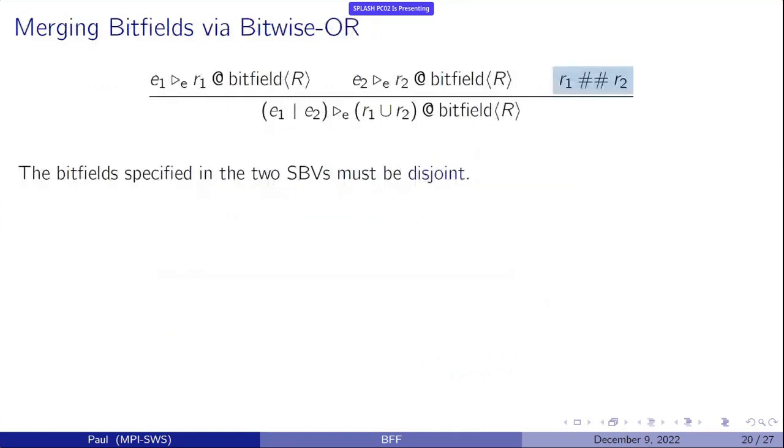Now let's move on to another usage of bitfield manipulation, the merging bitfields. In this kind of operation, we require that the bit fields specified in the two operands must be disjoint. And the reason we want that is that if they are not disjoint, there can be some conflicting results in computing the merging.